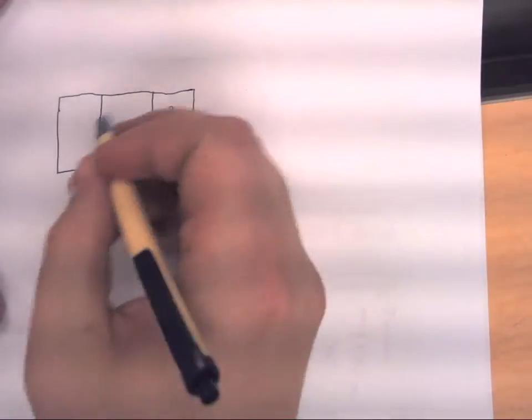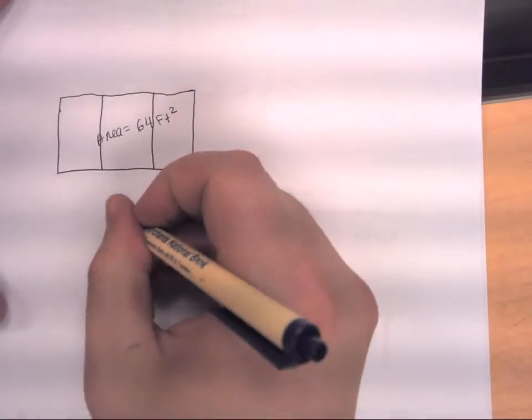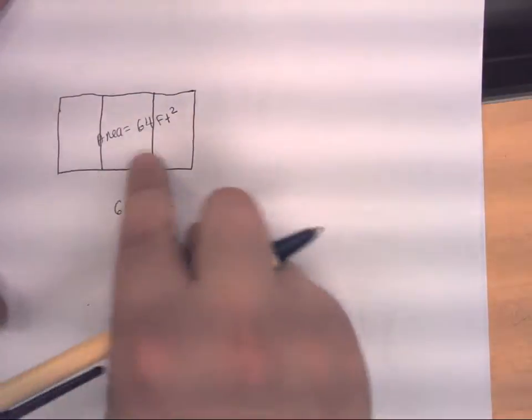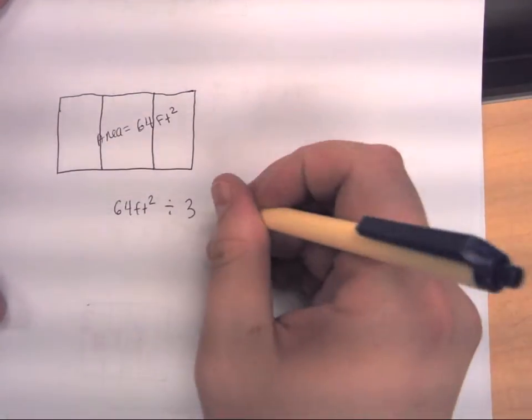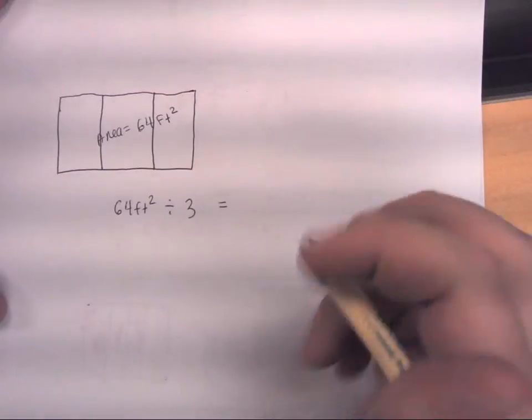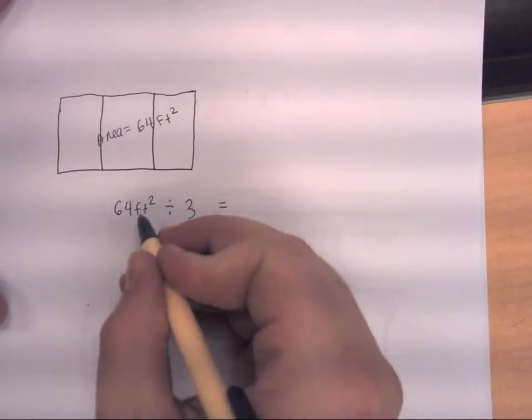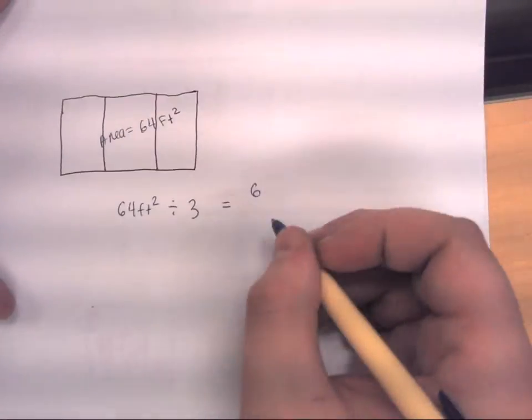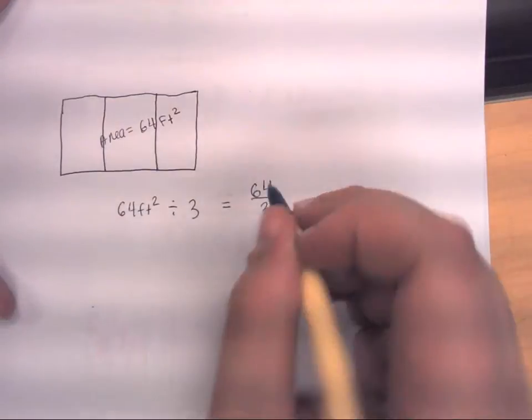Well, I took a rectangle, one rectangle, but it represents 64 square feet, and then I divided it into 3 equal sections. Okay? So, knowing what I know about division expressions and fractions, I know that 64 divided by 3 is going to give us 64 thirds.